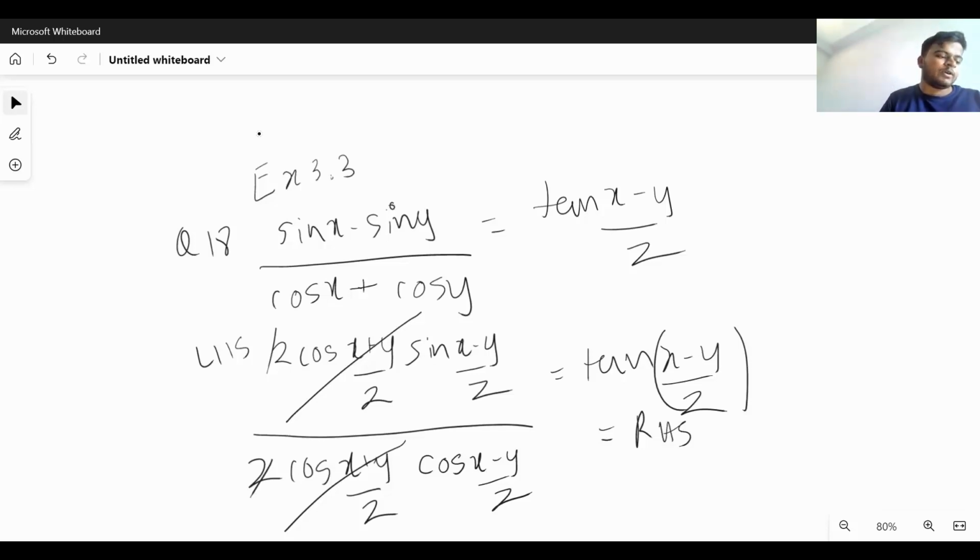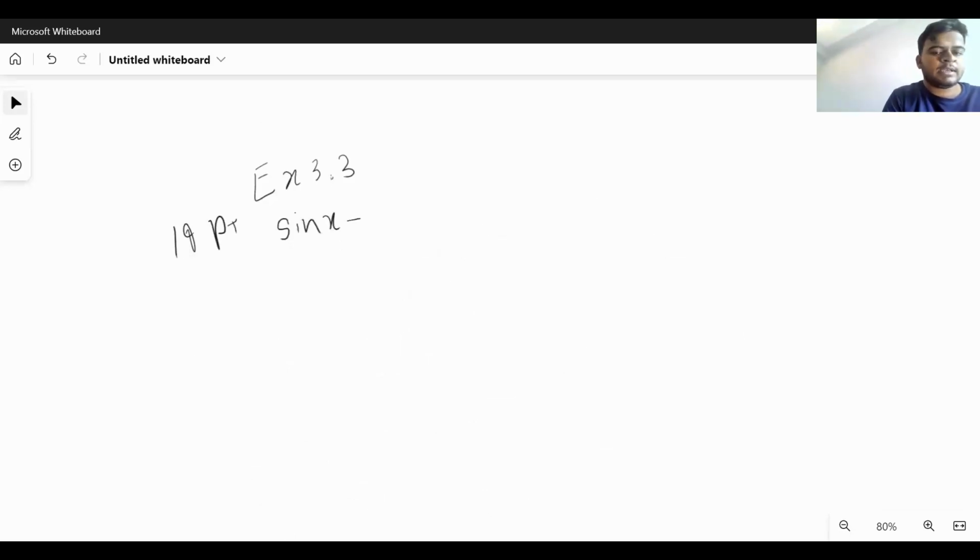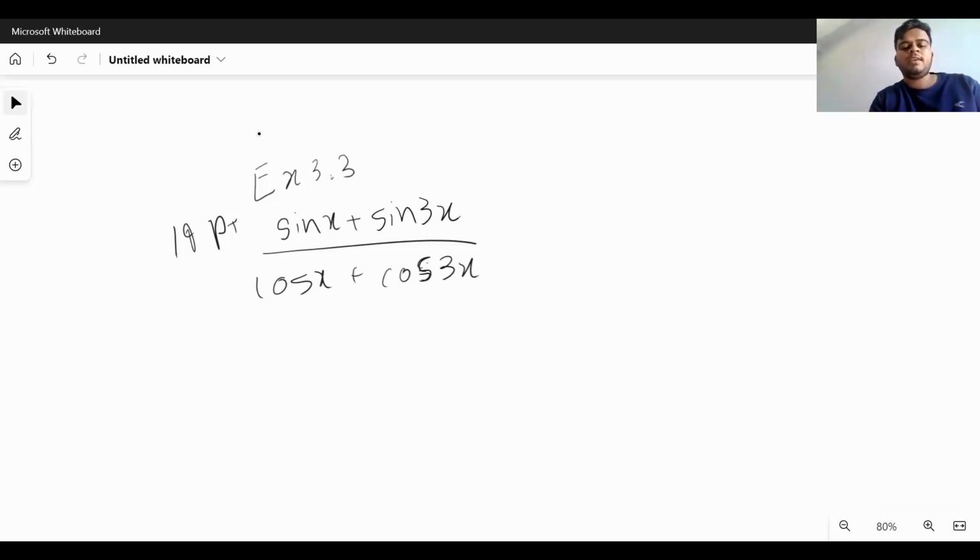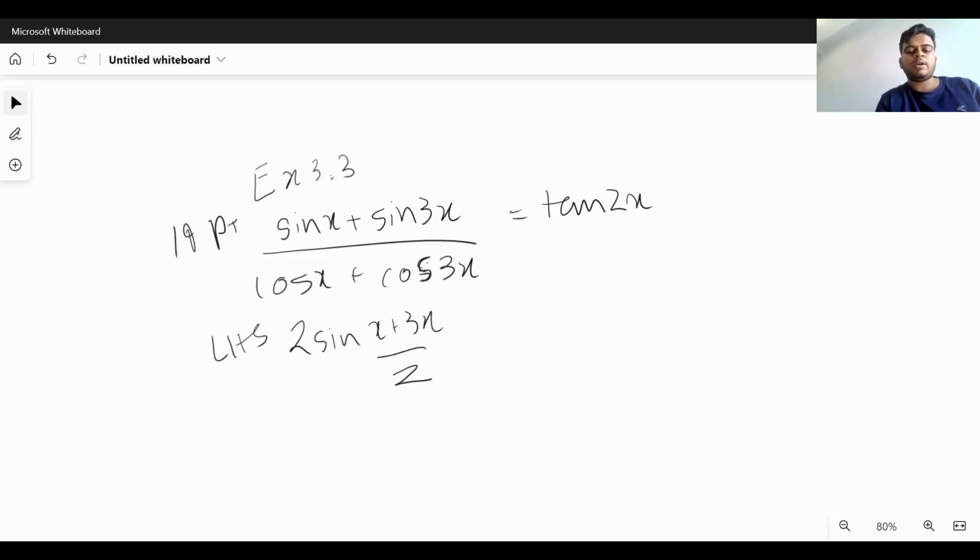So that is done. We are going to move on to the 19th problem, right? Same format, but you're going to solve it as well. Prove that sine x plus sine 3x upon cos x plus cos 3x is equal to tan 2x, correct? Now, to solve this question, we're just going to do what we have been doing. We're going to expand the LHS. Sine x plus sine y is nothing but 2 times sine x plus y by 2 cos x minus y by 2, correct?